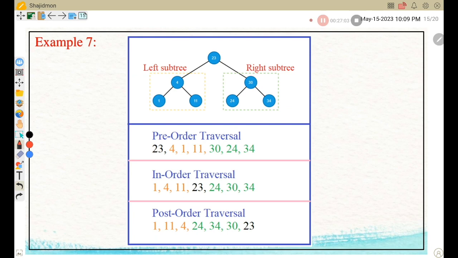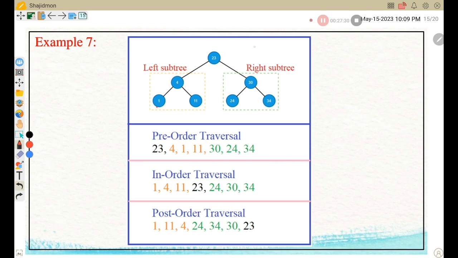Now we will go through one example discussing all these 3. For example, we have a tree here: 23, that is the root vertex, then 4, then 1, then 11, 30, 24 and 34. So we have a left subtree here and we have a right subtree here, correct? Now we will visit each vertex in pre-order, in-order and post-order here. Okay, so let me start here.